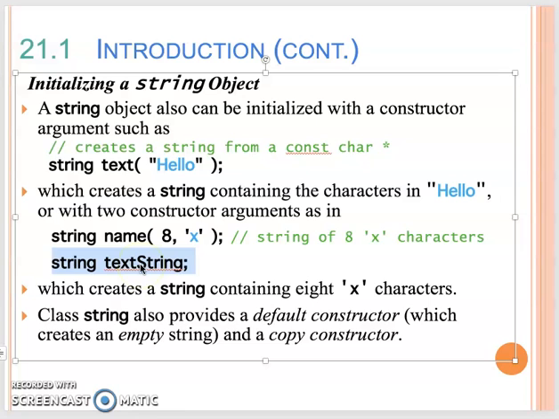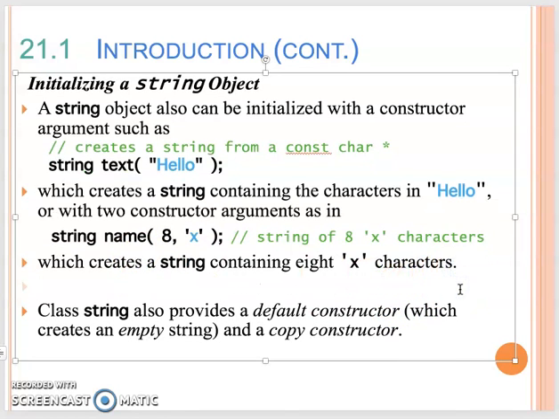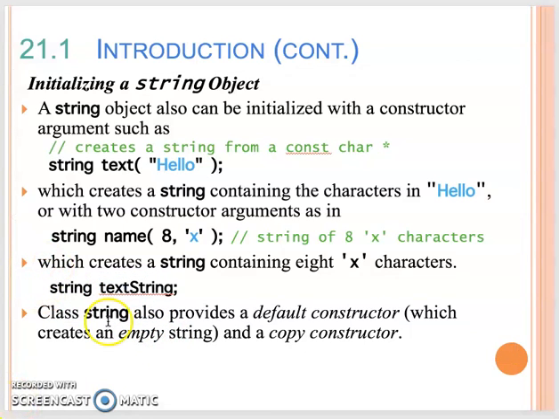But they call the default constructor. So here the default constructor, they just call the default constructor. So then you have a text string. They're using the empty string. So that's also the other way they call the constructor. So we have many ways to declare the string.